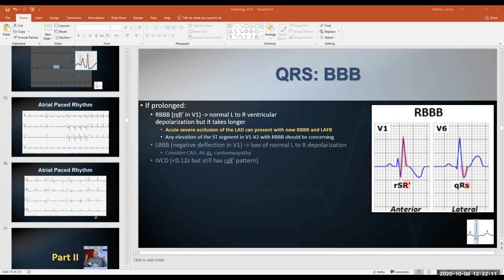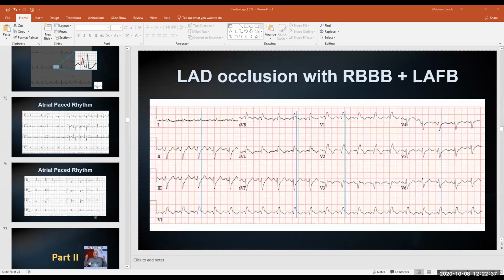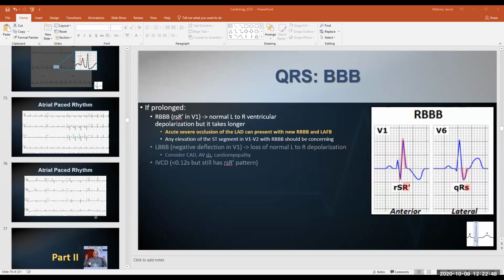I think a lot of us didn't really consider right bundle branch blocks, but just remember, if you have a left anterior fascicular block, which we'll get to later, as well as a right bundle branch block, you should be concerned for LAD occlusion. And any elevation in an ST segment in V1 and V2, so this would be the ST segment right here, with a right bundle branch block should be concerning for true ischemic disease. So let's look at what an LAD occlusion would look like in that scenario. So again, I mentioned in this yellow, if you had a new right bundle branch block with a left anterior fascicular block, then it's suggestive of LAD occlusion.